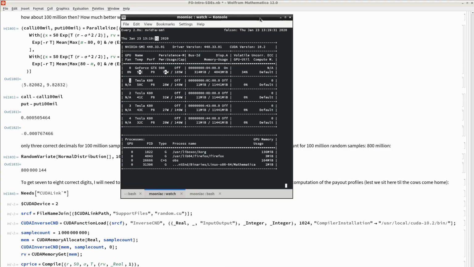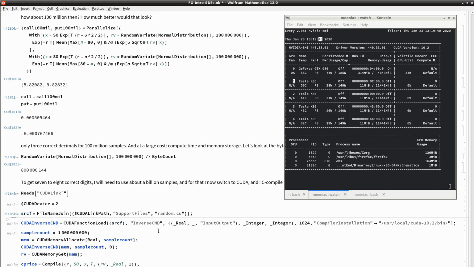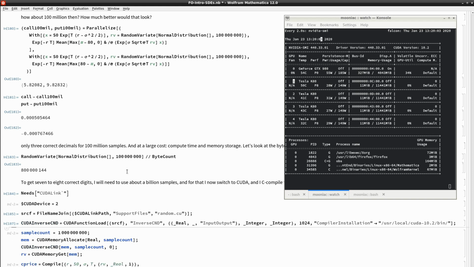So now let's keep this on top. And after I've defined my CUDA device 2, let's load the random CUDA program from the samples. We have a lot of sample files that were provided by NVIDIA and Wolfram Research. So let's load this function, and there is a bug in the package for the Linux version, so we have to load this package twice, but then it works.